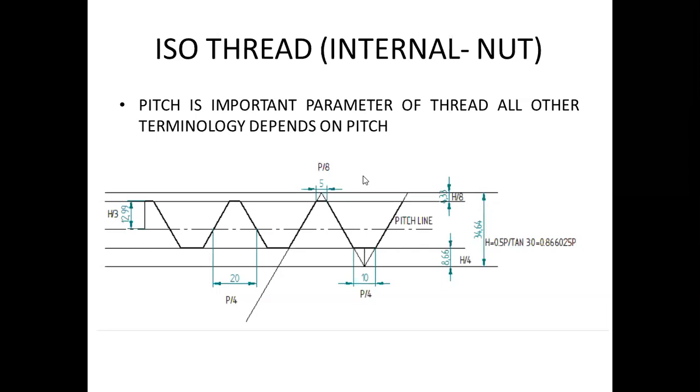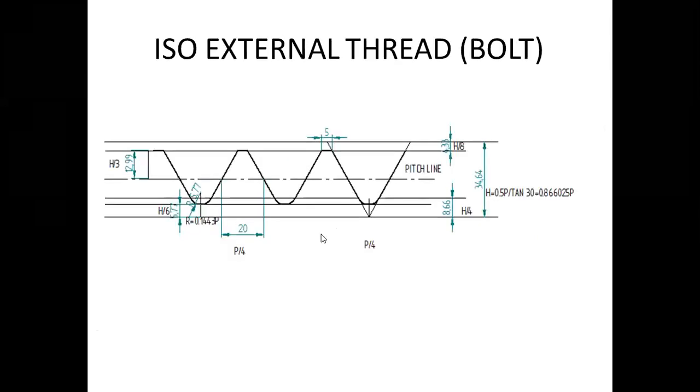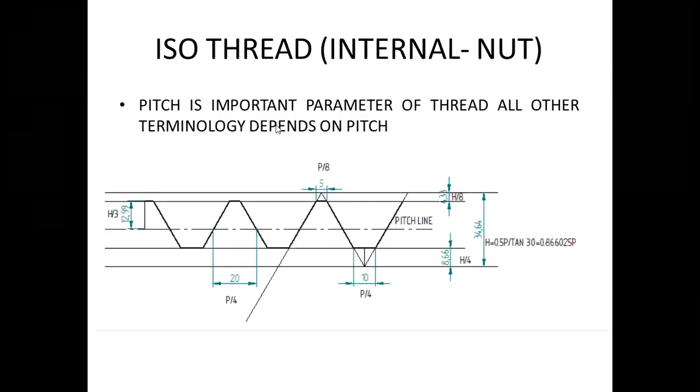If they ask ISO thread, you have to write both internal and external thread. In the British Standard thread, both internal and external thread have symmetry. The internal thread profile and the external thread profile are the same in BSW, British Standard Whitworth thread. So no need to do it twice. Whereas in ISO thread, there are slight changes.